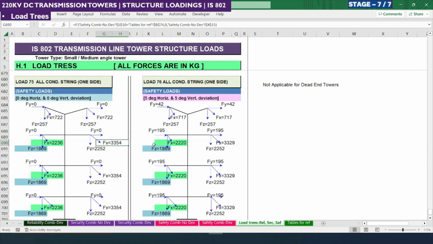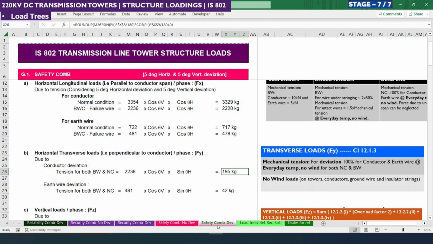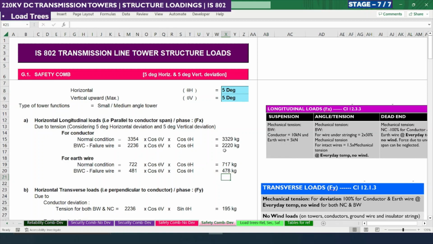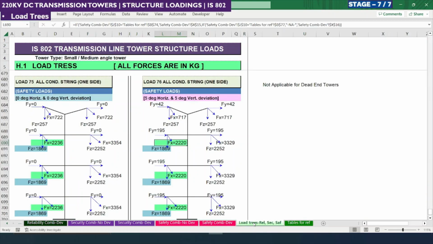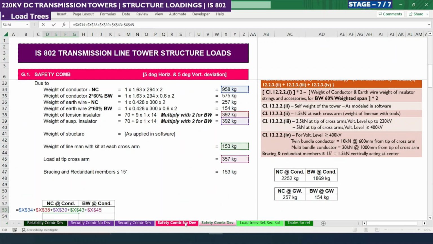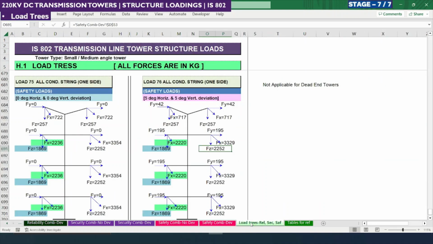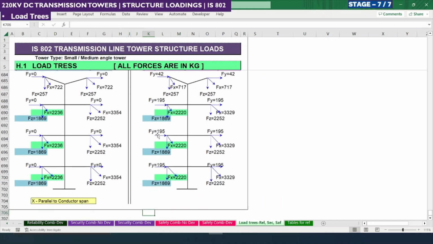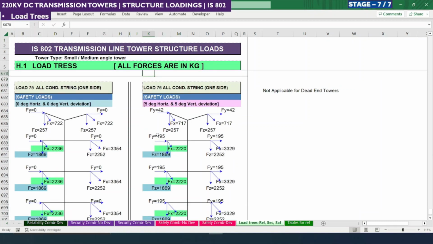So if I am telling that it is a broken wire, in that case I need to consider this 2236 in case of without deviation, and with deviation it is 2220, this one, and for normal condition it is 3329. So those we need to consider for tension tower. Similar to this, weight also we need to consider as calculated. So it is a summation of the normal condition, and similarly this 1869 is a summation of broken wire or stringing conditions. So that is what is considered here. So this is all about the load trees.